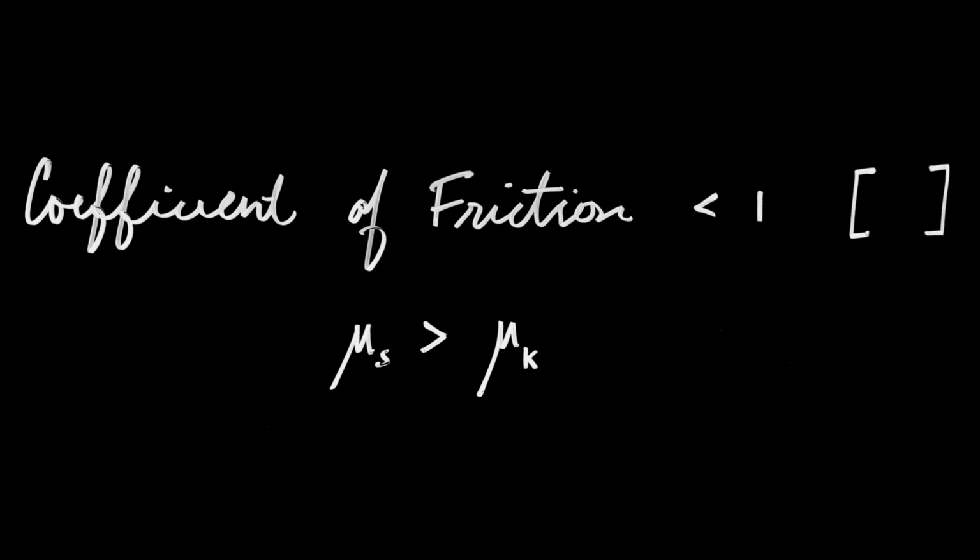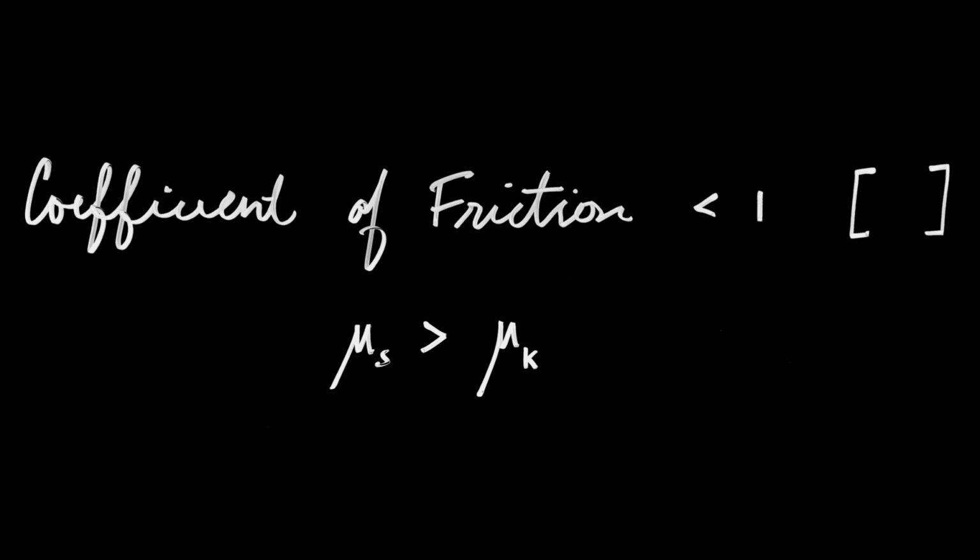So if I'm solving a problem, I would not be surprised to see a coefficient of friction that is 0.8. That would be a relatively high coefficient of friction. Or to see a coefficient of friction of 0.2, that would be a relatively low coefficient of friction. It's possible for the coefficient of friction to be greater than 1, but if that occurs, probably the problem is not that realistic.